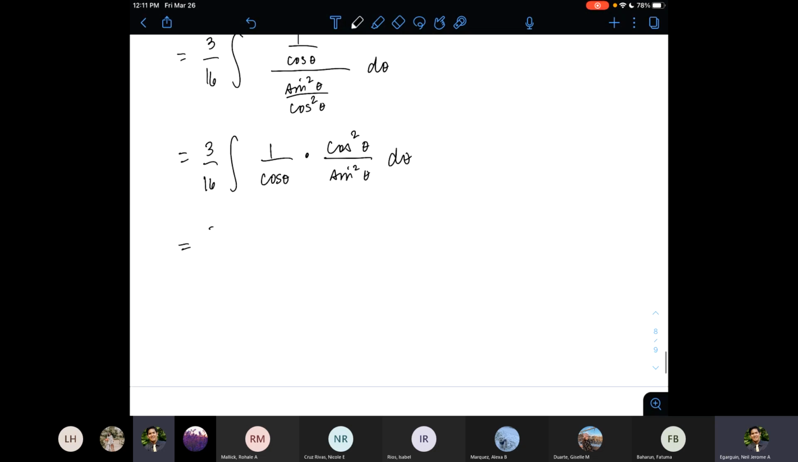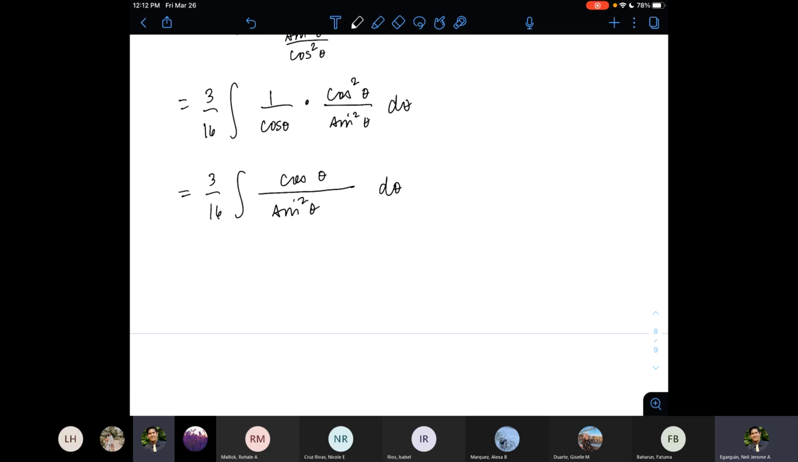And now it's apparent that we will get this over sine squared theta d theta. Okay? And at this point, I can let u to be equal to sine theta, because that will only cost me a cosine theta d theta to get the du. All right? So I'll have a 3 over 16 here. Cosine theta d theta is replaced by a du, and I'll have a u squared below.